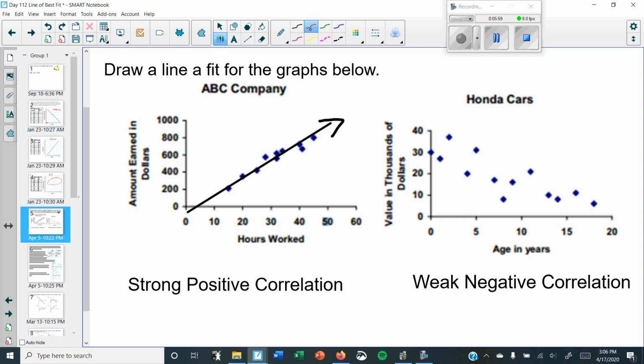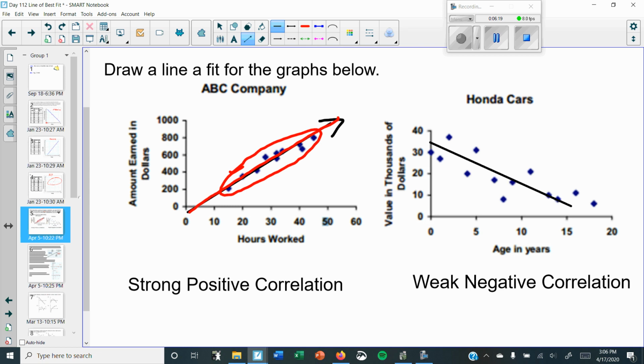And here's how you know it was a strong positive correlation. Look where all the dots are. Do you see all the dots are really, really close to that line? That's a strong positive correlation, okay? But if you look at the next one, which I'll draw, so we're going to draw our best fit line. But in this case, I'm not going to be hitting that many dots, but I want to get it through like the middle of them.